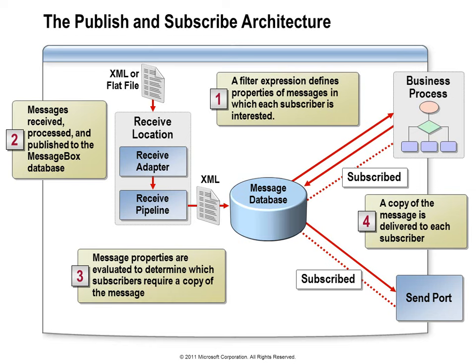One of the other benefits is the scalability. It's entirely possible that our receive location is running on one server in our BizTalk group, and the orchestration could be configured to run on one or more other servers in the group, and the send port could be configured to run on yet another server. But since they're all communicating through the message box, we can arrange and rearrange the assignments of components to particular hardware by simply making configuration changes in BizTalk.